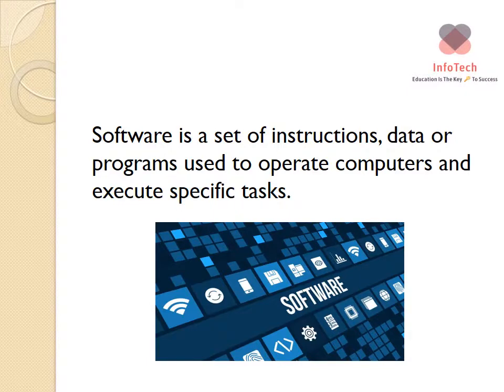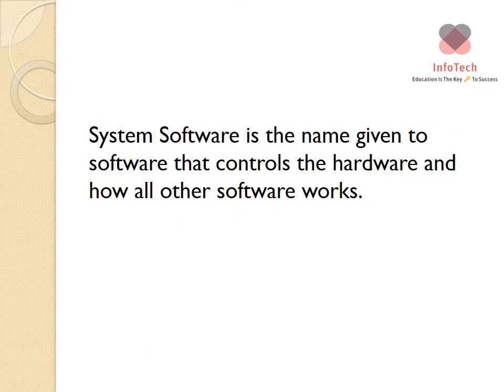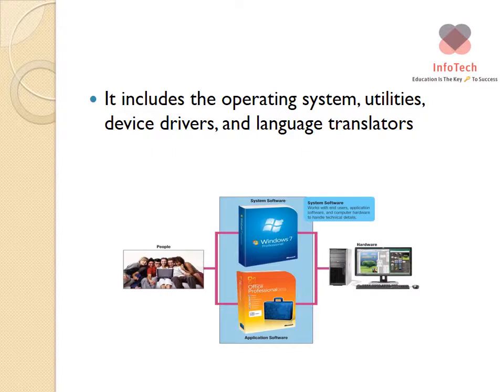System software, one may ask. System software is a set of instructions, data, or programs used to operate computers and execute specific applications. System software is a name given to the software that controls the hardware and how all other software works. It includes the operating system, utility programs, device drivers, and language translators.